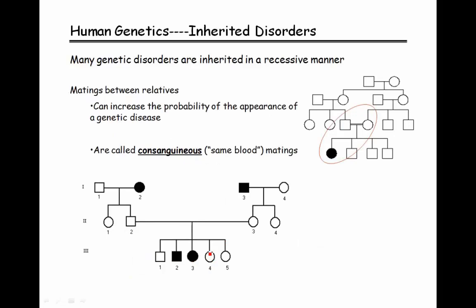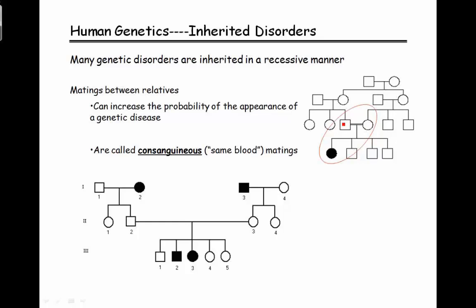Now, if we talk a little bit about matings between relatives, or what's commonly called inbreeding, inbreeding can increase the probability of the appearance of a genetic disease. It can increase the probability. It does not necessarily mean that there will be a genetic disease in the offspring. These are called consanguineous matings, or same blood matings. If we look at a pedigree where there is going to be some inbreeding, there is a little double line here. I don't know if you can see that there's a double line there, but that double line indicates that we do have inbreeding.